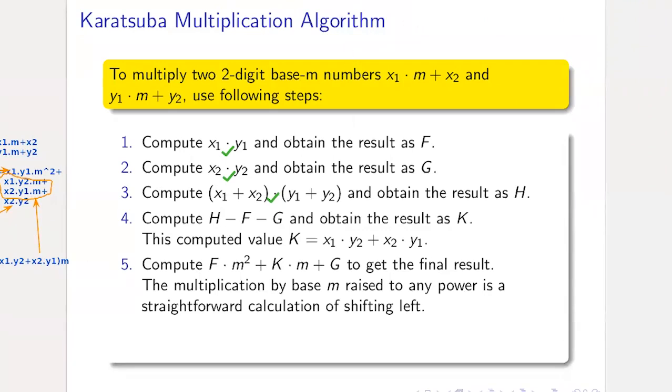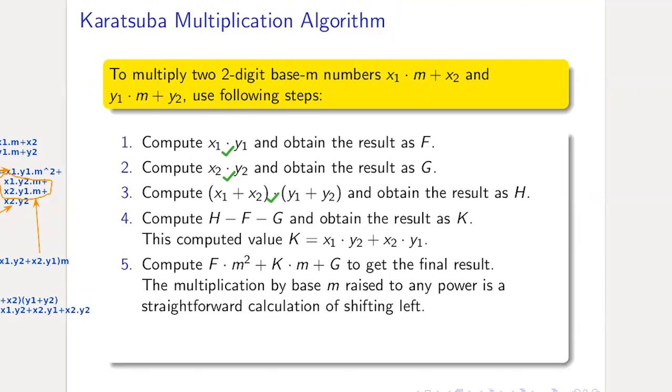Now if you look at the multiplication h, which is computed as x1 plus x2 multiplied with y1 plus y2, this is equal to x1 times y1, plus x1 times y2, plus x2 times y1, plus x2 times y2.